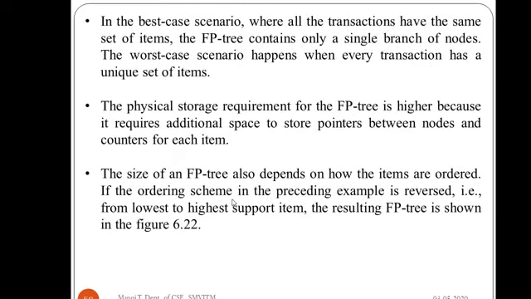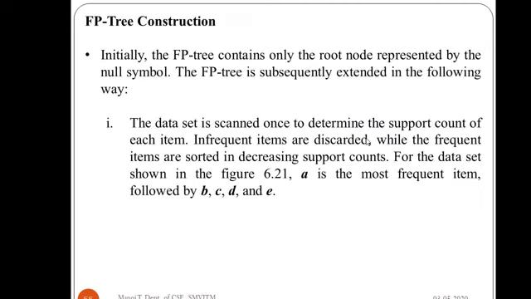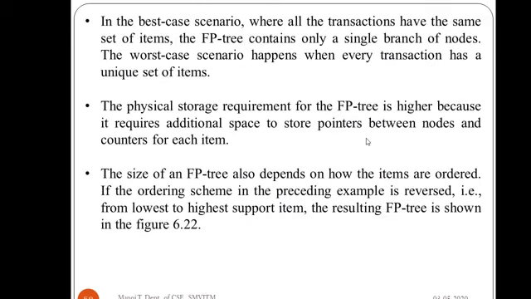So let us see in the best case scenario what might happen. Where all the transactions have the same set of items, then you will get only a single branch of nodes. What do you mean by that? Suppose all the transactions have the same set of items, then you will have only one branch. There will be no other branches. Since you have different items in different transactions, you are going to get different branches over here. So the best case scenario will be having the single branch of nodes.